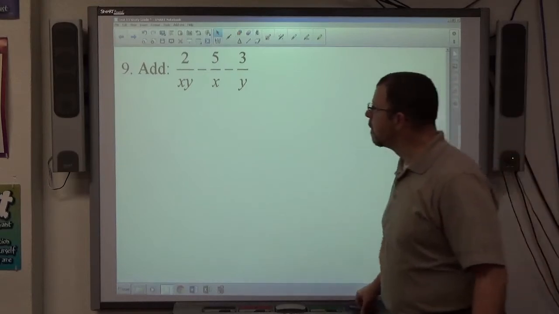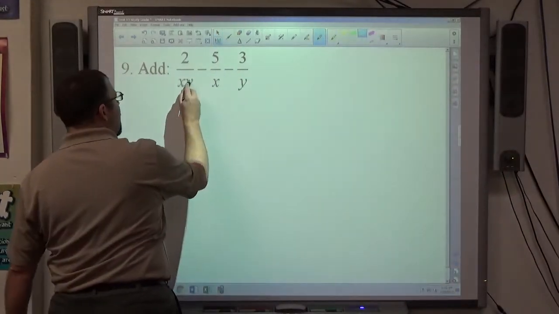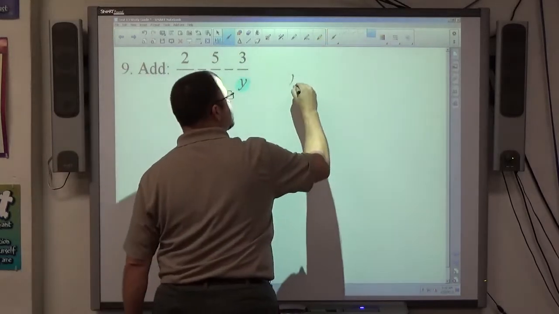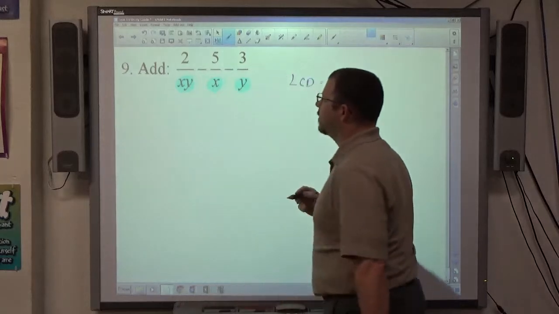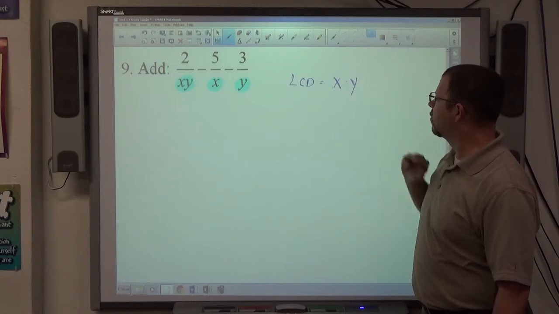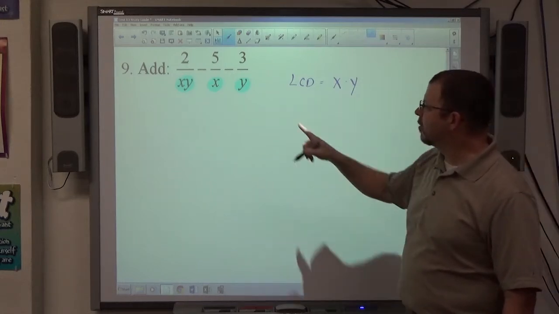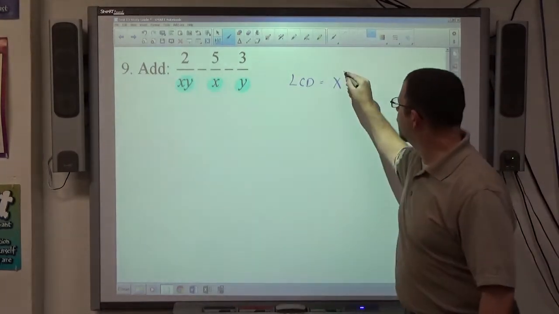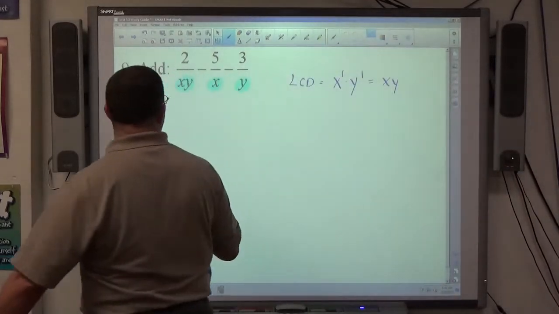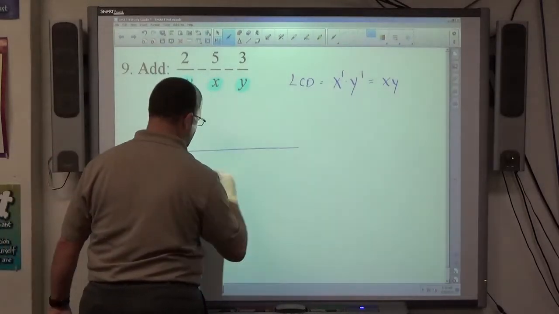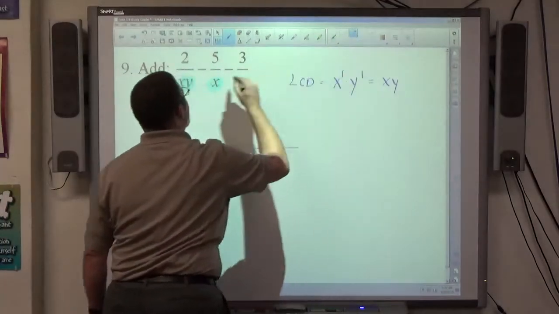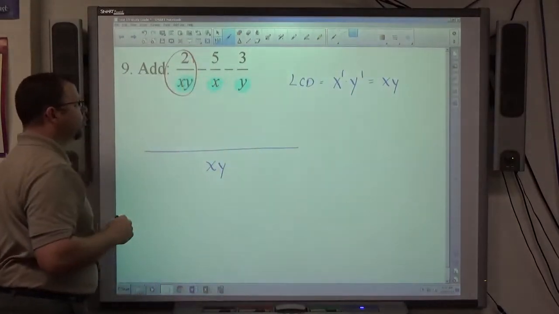Number 9. When you're adding algebraic fractions, the denominators help create the least common denominator. To create the least common denominator, simply write down every factor that occurs. X occurs and y occurs. And the highest power of every one of those factors. X to the first, y to the first. That gets me xy as the least common denominator. Once I know the least common denominator, then I'm going to make a big fraction bar with my least common denominator on it. And I need to recreate these fractions with the correct numerator for each changed denominator.